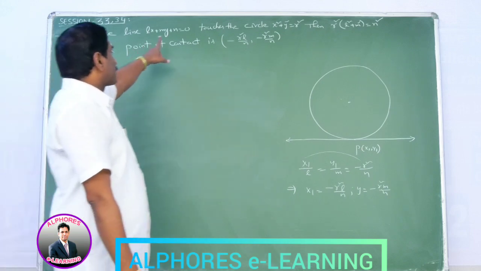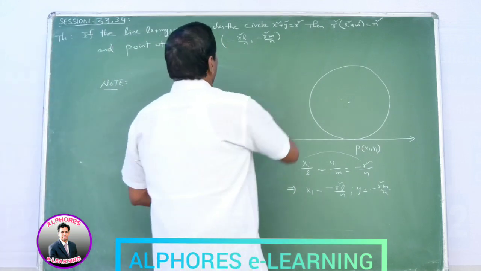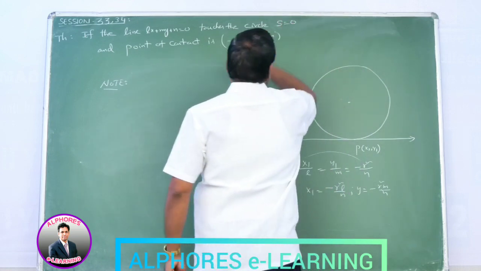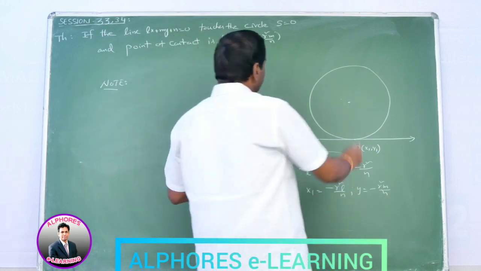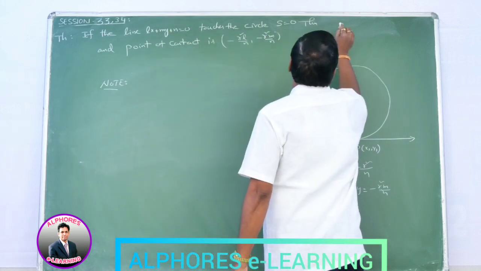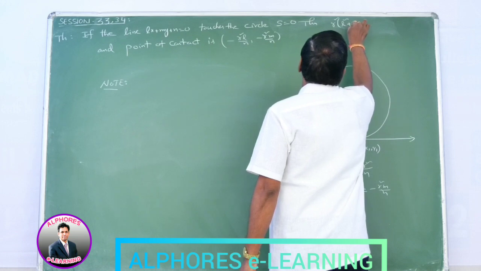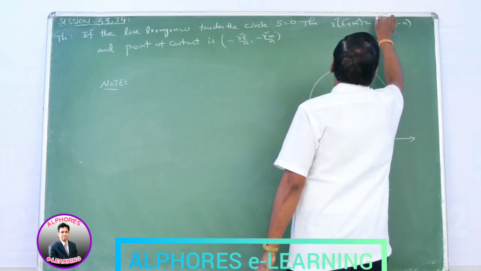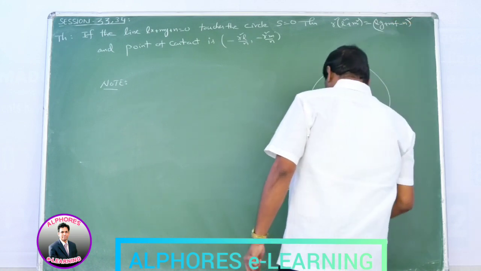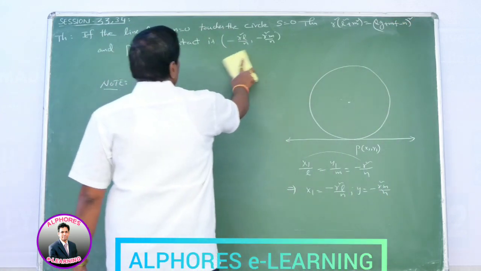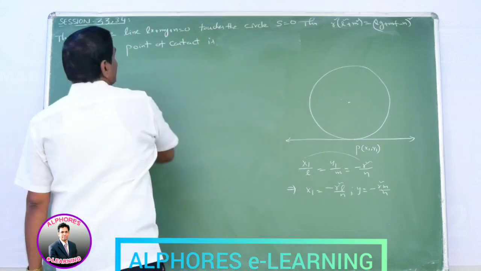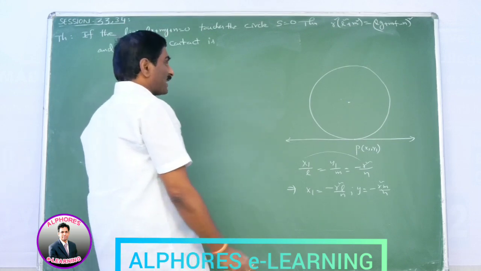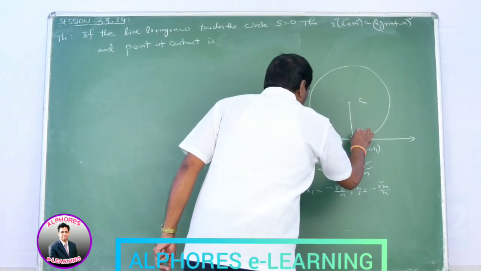If the line Lx + My + N = 0 touches the circle S = 0, where the center is (-g, -f), then r²(L² + M²) = (Lg + Mf - N)². And the point of contact is nothing but the foot of the perpendicular.